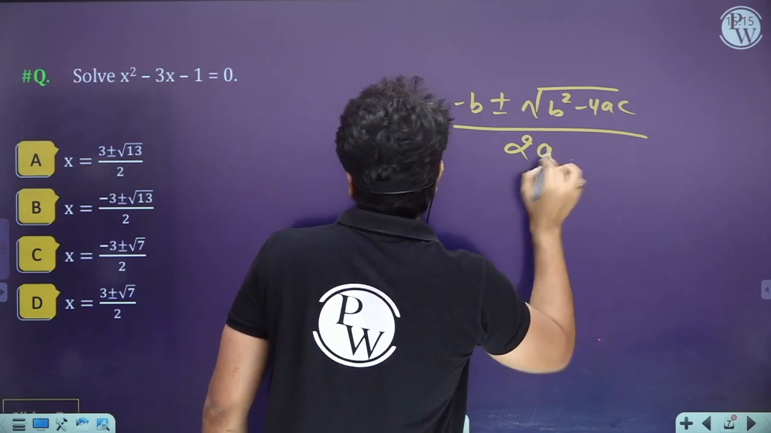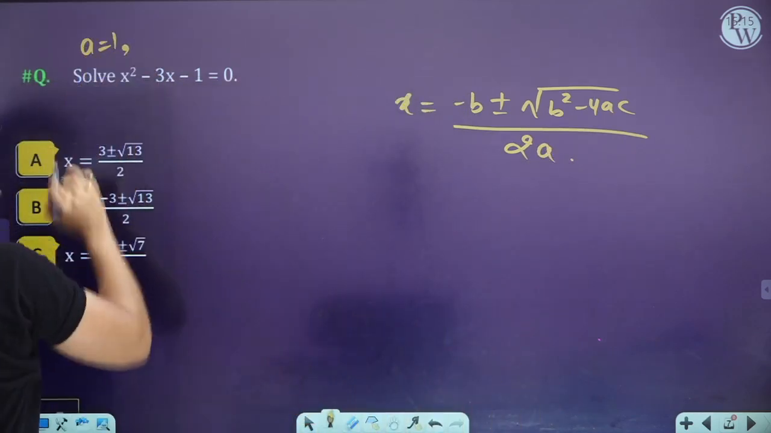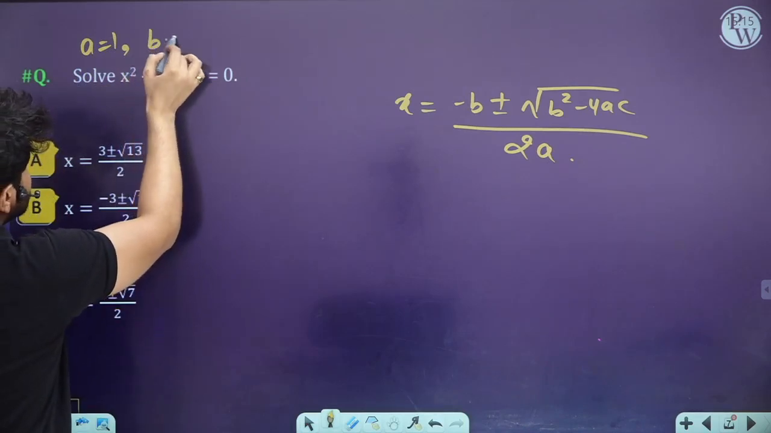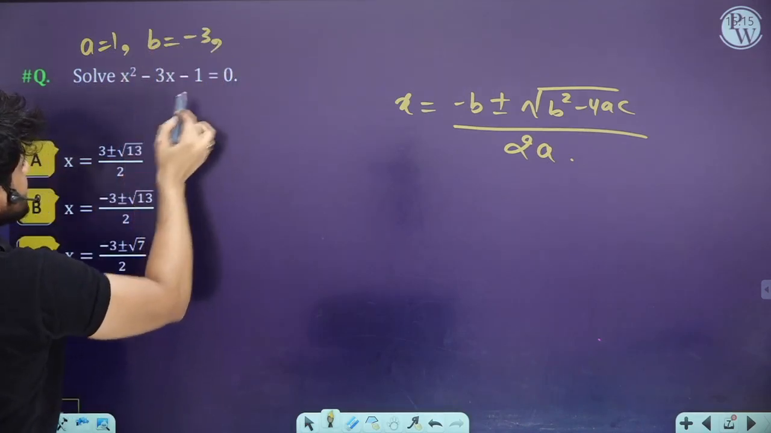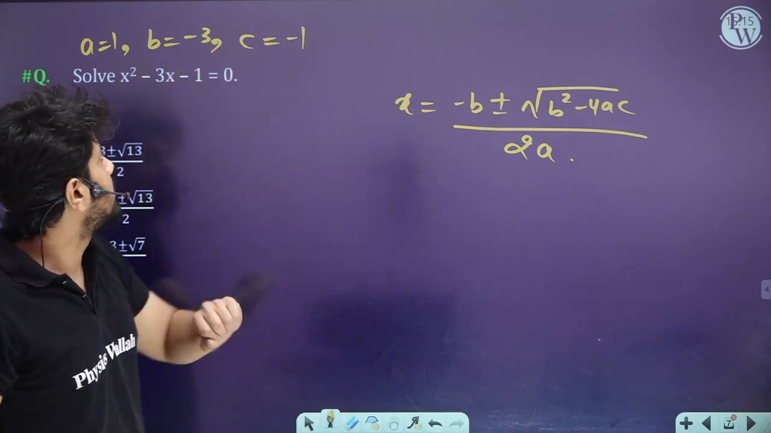What is a? A is the coefficient of x square. A is 1. What is b? B is the coefficient of x, which is minus 3. What is c? C is the constant term, which is minus 1. Put all of these values over here.